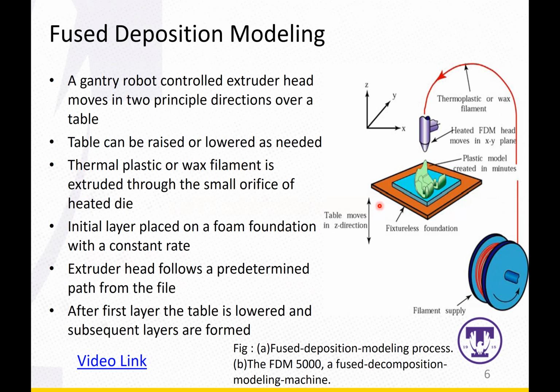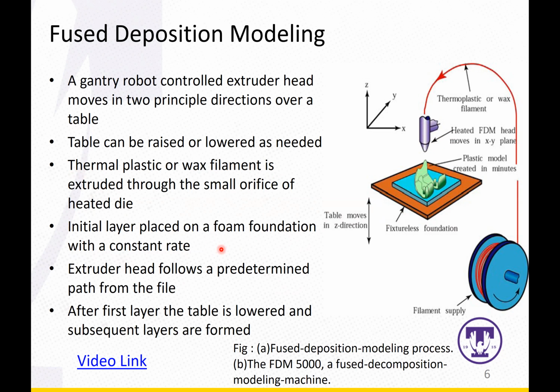You can see here an illustration of the working principle, right? It has an extruder head over here. It can move in the horizontal plane, and it can be lifted in the Z direction, right? And also the plastic, thermoplastic or wax filament, is extruded through the small head, and deposits the initial layer onto a foundation at a constant rate.